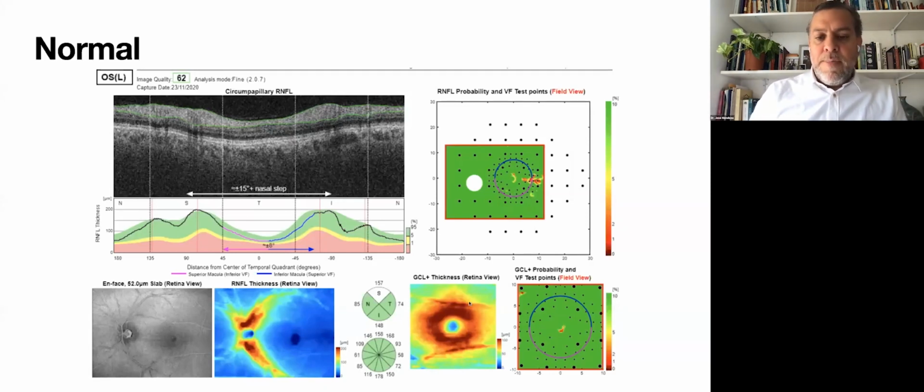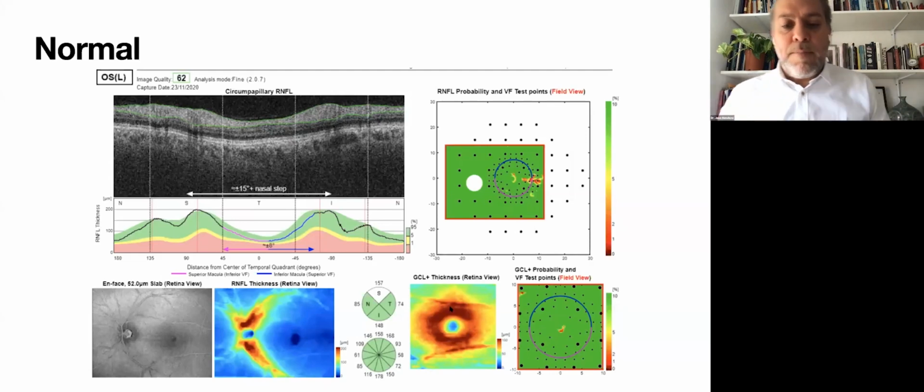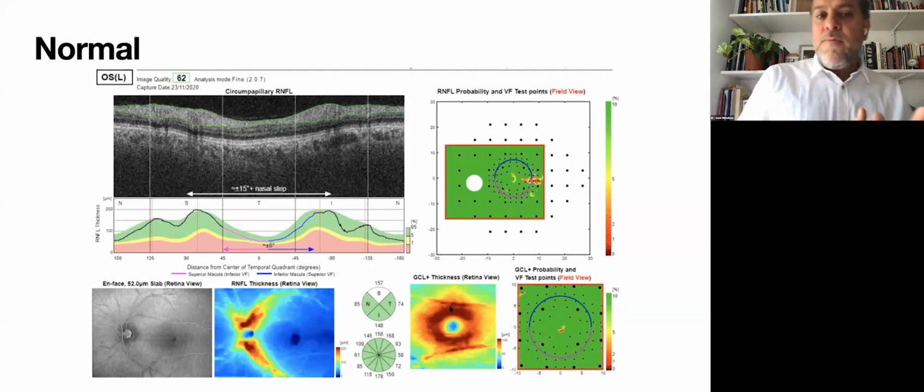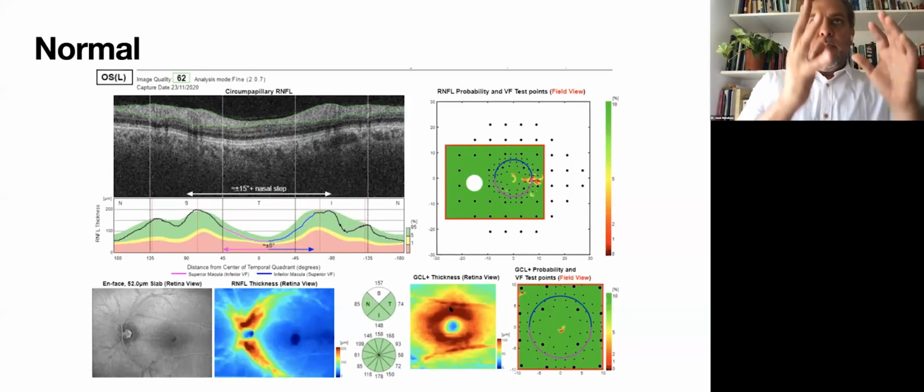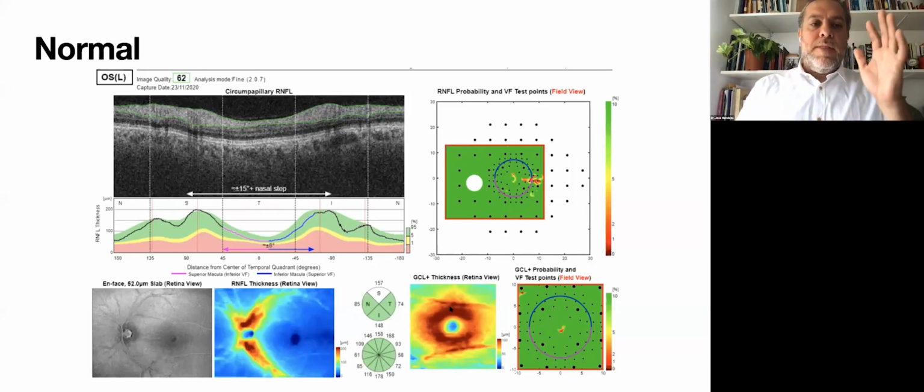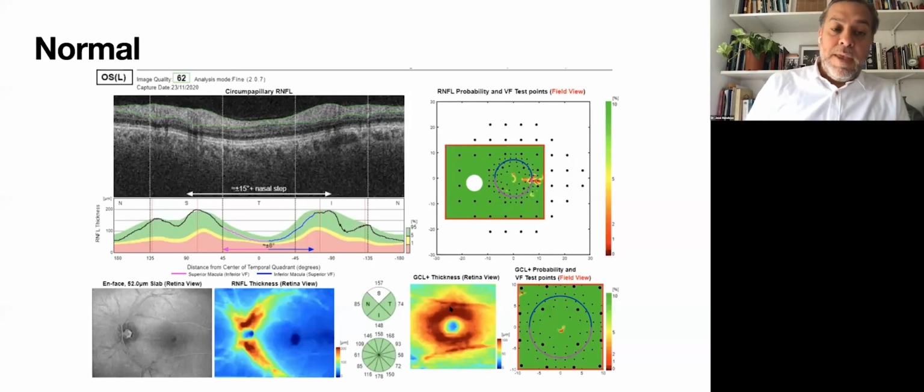The other interesting part of this is that here we have this macula. Since we have a lot of interest in looking at the macula, we have here the GCL thickness profile of the macula. This is typical. So remember the first slides when we talked about the typical assessment of the normal healthy macula and the normal healthy RNFL on the disc. This is how it looks.